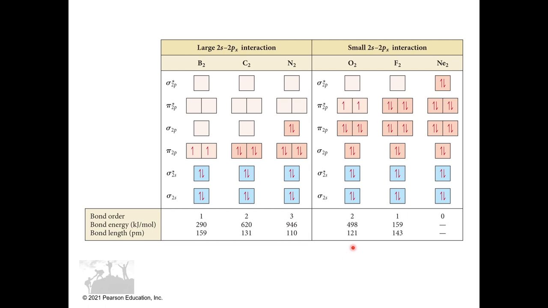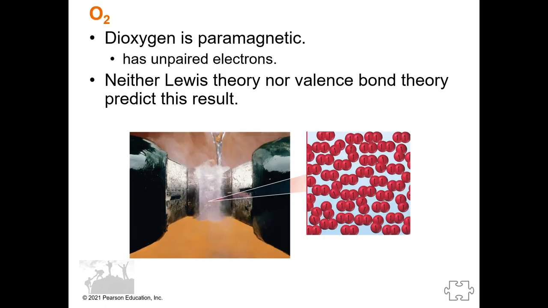Same thing with O2, it has a bond order of 2, and we know that it does have a double bond. Ne2 doesn't exist, and that's why it has a bond order of 0. We know that O2 is paramagnetic because of its attraction to a magnetic field, but we couldn't show that with Lewis theory or valence bond theory. Based on the molecular orbital diagram from the last slide, we saw that O2 actually does have unpaired electrons, which shows its paramagnetism.